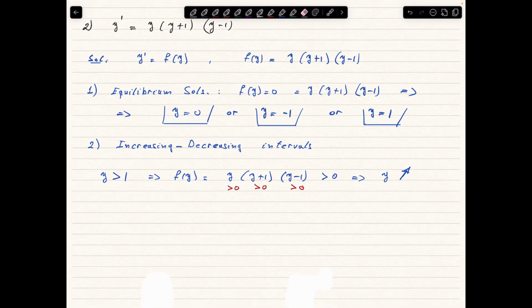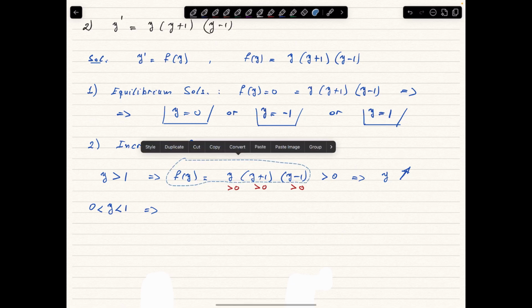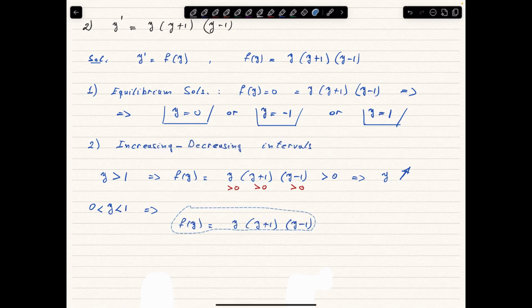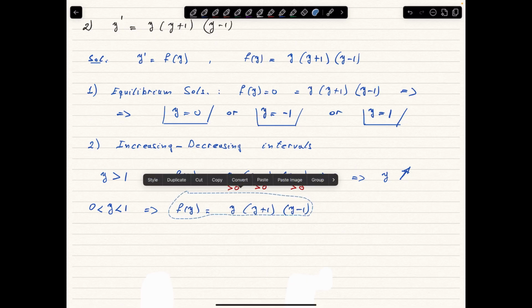What is the next relevant interval? Well, y less than 1 but bigger than 0. That is the next interval. And now let me copy all this again. Copy. Let's put it here, paste. And what do we do? What do we have here?